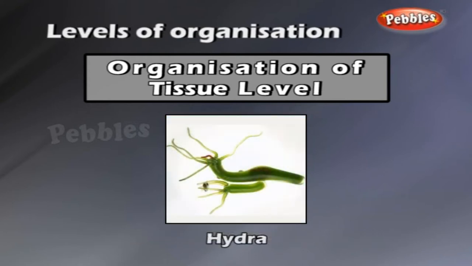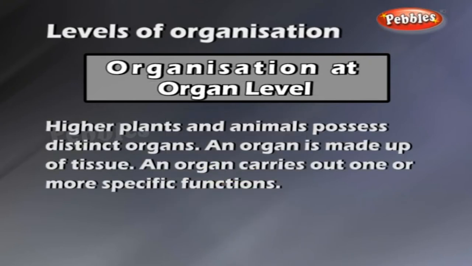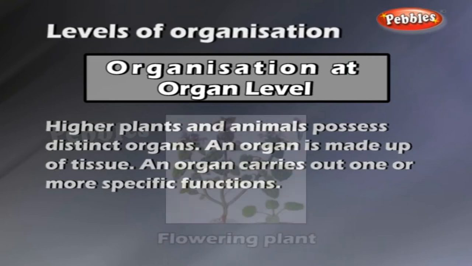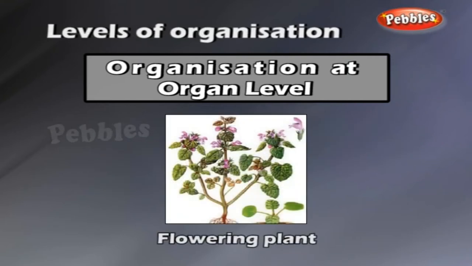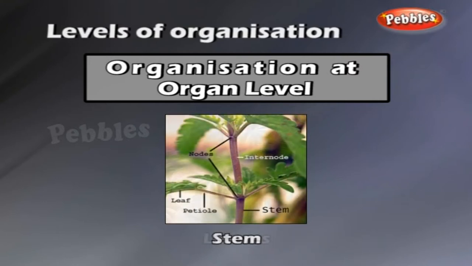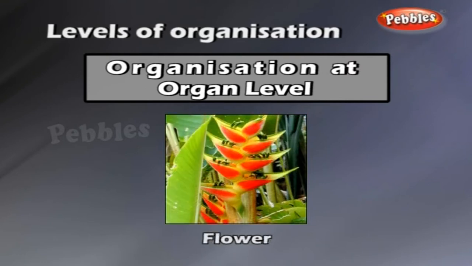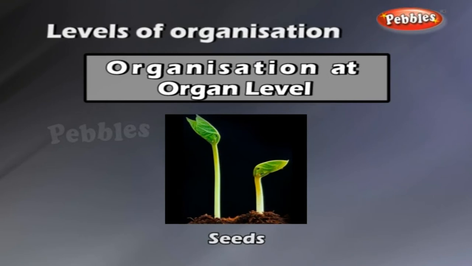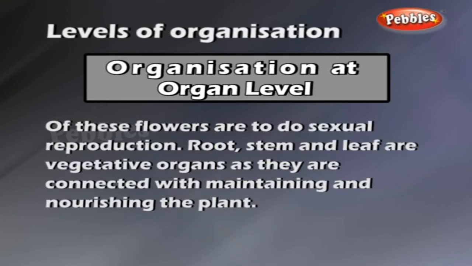Organization at organ level. Higher plants and animals possess distinct organs. An organ is made up of tissue. An organ carries out one or more specific functions. For example, a flowering plant has many organs such as root, stem, leaves, flowers, and seeds. Of these, flowers do sexual reproduction. Root, stem, and leaf are vegetative organs as they are connected with maintaining and nourishing the plant.